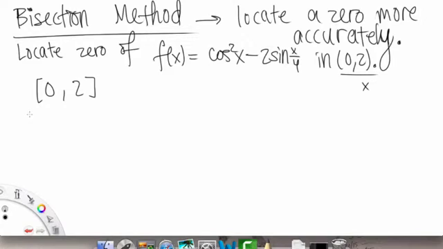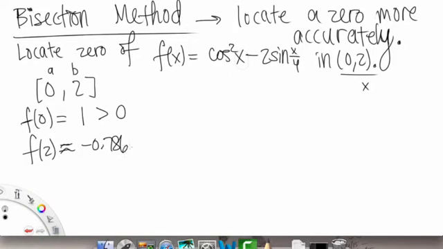What we're going to do is find the value of the function at 0. This is our a, and this is our b. We're going to find f of a and then f of b and go from there. So f of 0 is equal to 1, which is greater than 0, so that's a positive value. And then we have our f of 2. We calculate that by plugging a 2 in for x. When you plug that into a scientific calculator, you get negative 0.786, which is definitely less than 0, so that's a negative value.